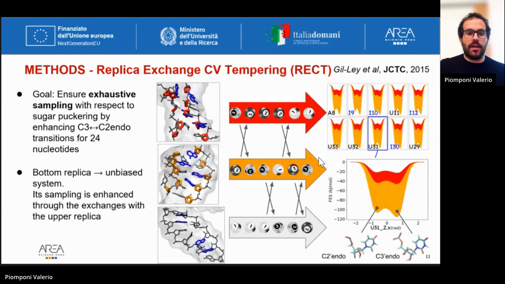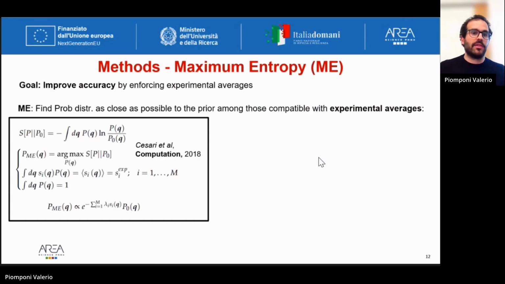Then once our simulations are done and we have our trajectories, before analyzing them, you can also try to do the refinement by using this principle called the maximum entropy principle. The goal here is to improve the accuracy of our prediction by incorporating some experimental data. So this method consists in finding a probability distribution that is as close as possible to the prior, where the prior is the one predicted by molecular dynamics, but among those which are compatible with experimental averages.